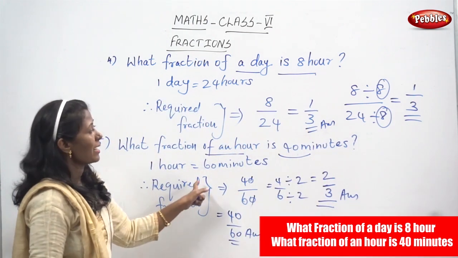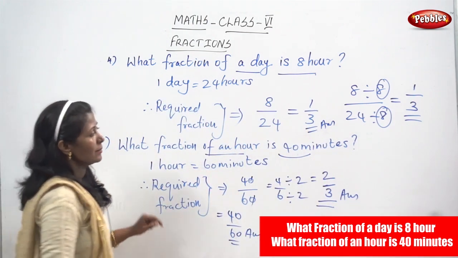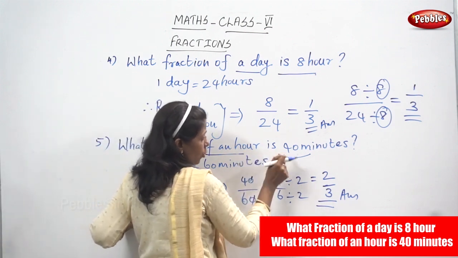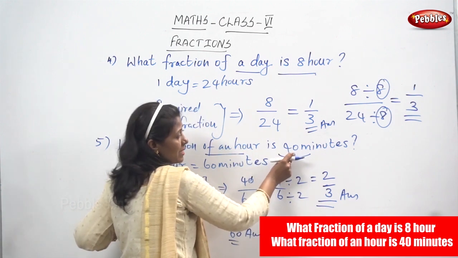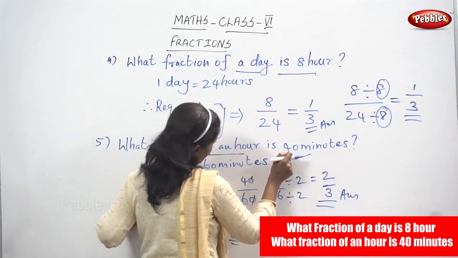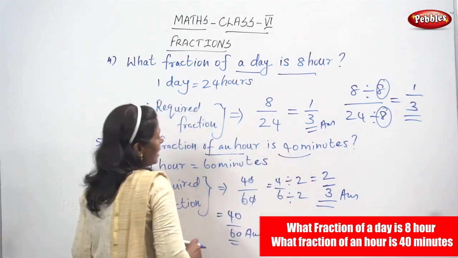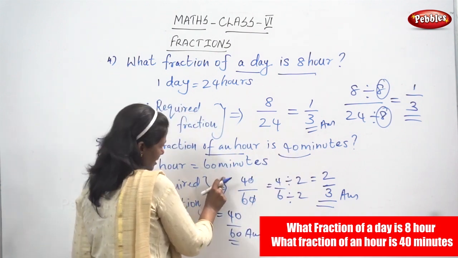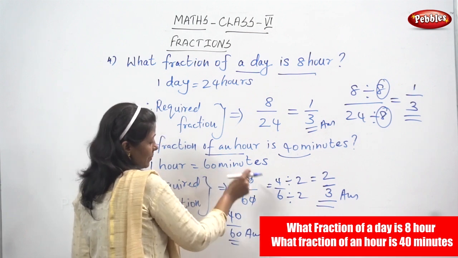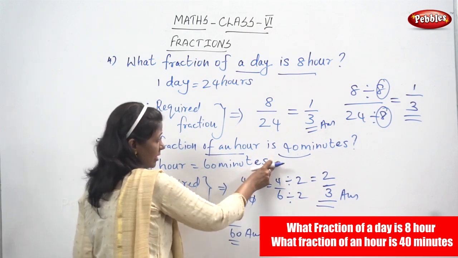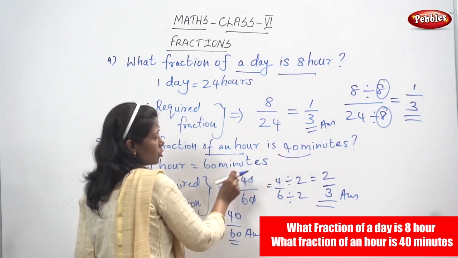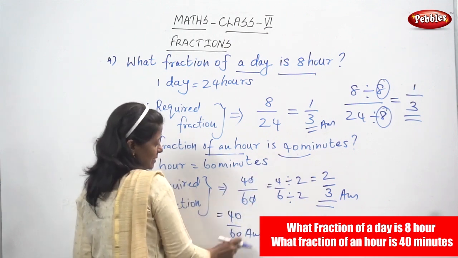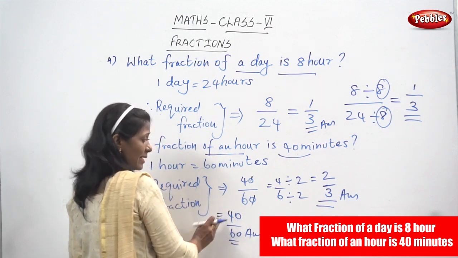And what fraction of an hour is 40 minutes? The required fraction is for 40 minutes, so it comes as the numerator, and an hour is the denominator. 1 hour is equal to 60 minutes, so 60 minutes is the denominator, and the required fraction for 40 minutes comes as the numerator. So 40 divided by 60. This is the exact answer.